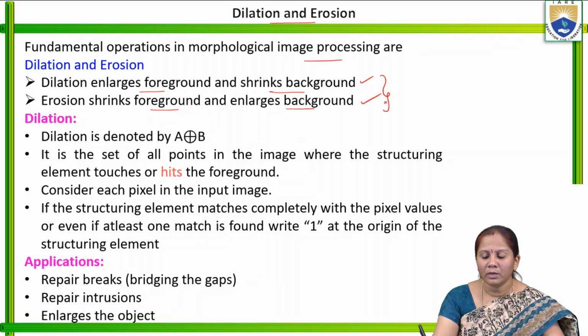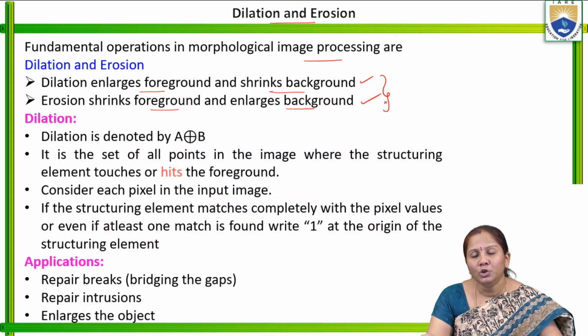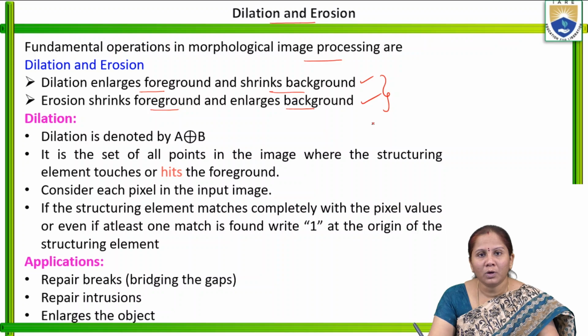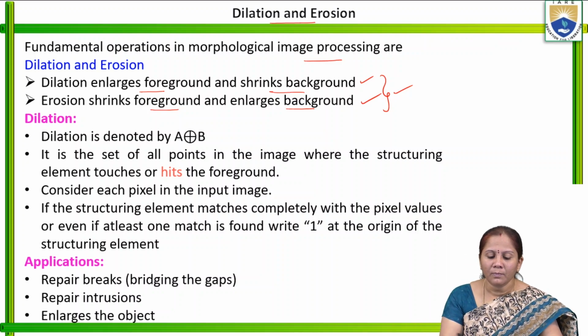So these two are dual to each other. We can clearly see enlarging the foreground and shrinking the background in dilation, whereas erosion shrinks the foreground and enlarges the background. We can clearly observe this when we are solving the example problems.